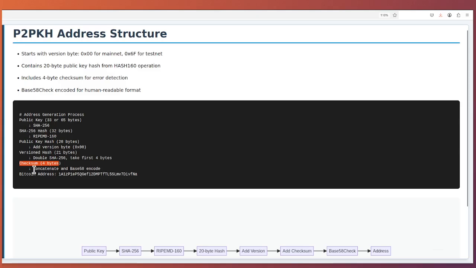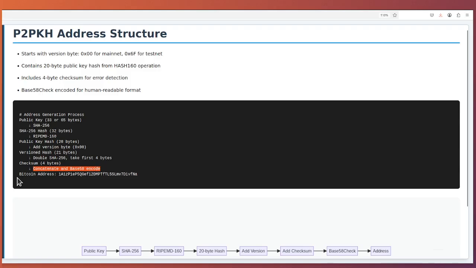These 4 bytes serve as a checksum that will help detect typos or transmission errors when someone enters or copies the address. If even a single character in the address is wrong, the checksum validation will fail, preventing users from accidentally sending Bitcoin to an incorrect address. Finally, we concatenate the version byte, the 20-byte public key hash, and the 4-byte checksum, giving us 25 bytes total.